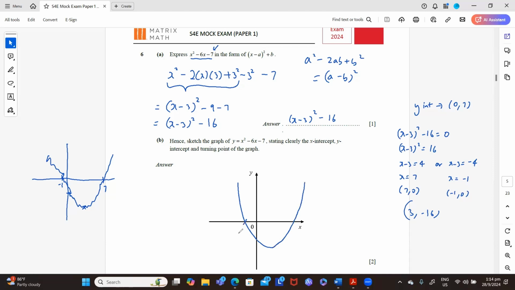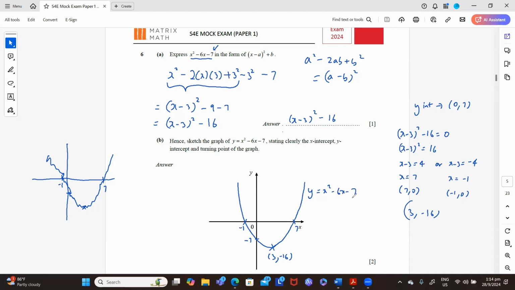Okay, then you put your points. -1, -7. This is -7. The turning point here is (3, -16). So this is y equals x squared minus 6x minus 7.